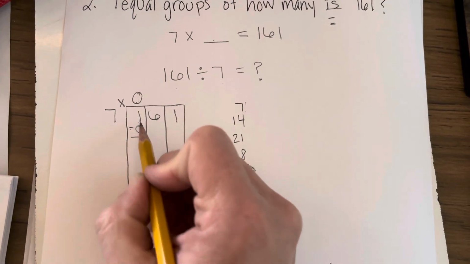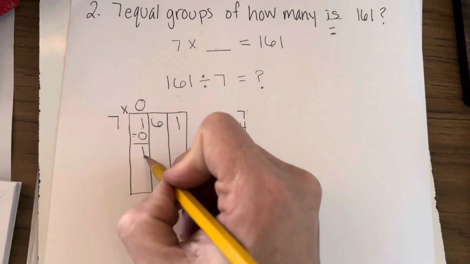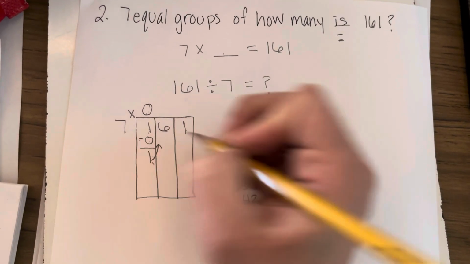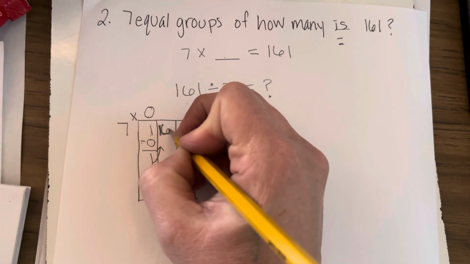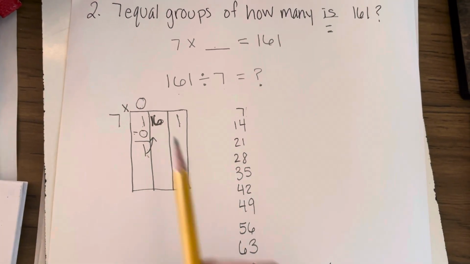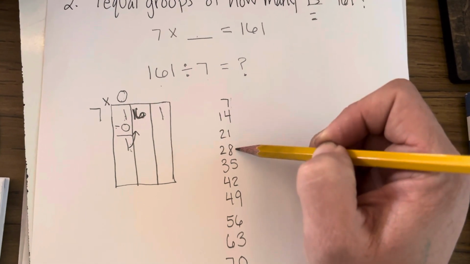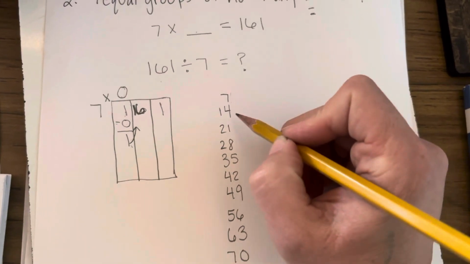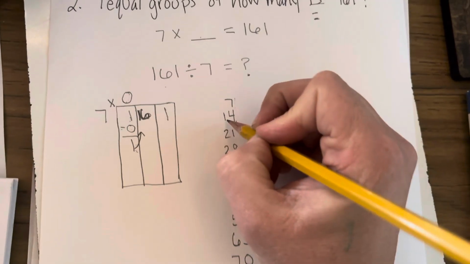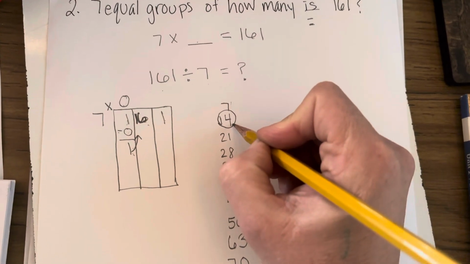Now I'm going to subtract. 1 minus 0 is 1. Whenever you have something left over in this column, you're going to draw an arrow and you're going to move it to this column here. So now I don't just have 6, I have 16. So now I go back to my skip count list. I don't have 16, but I do have something that's close to it, but does not get bigger than 16. So I'm here at 14.